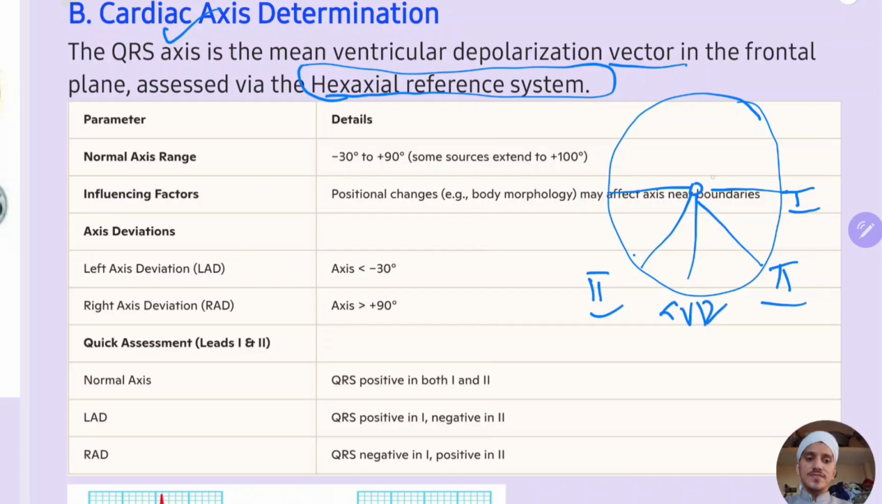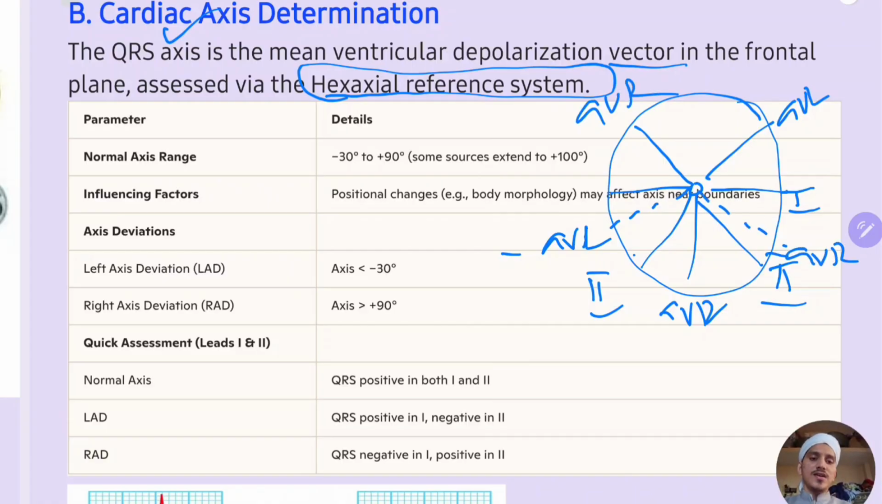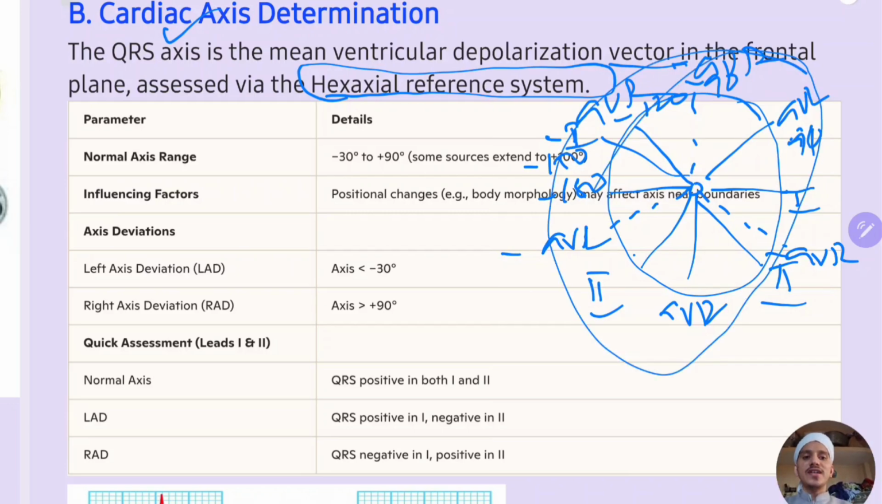Then this is aVL, this is minus aVL, and this is aVR, and similarly here minus aVR. This is minus aVF. So depending upon this, this is 90, this is minus 90, this is minus 180, and this is minus 150, then minus 120. So if you have this chart in your mind, from this you can derive the axis, or else we have some other methods by which we can easily evaluate the axis of the heart.